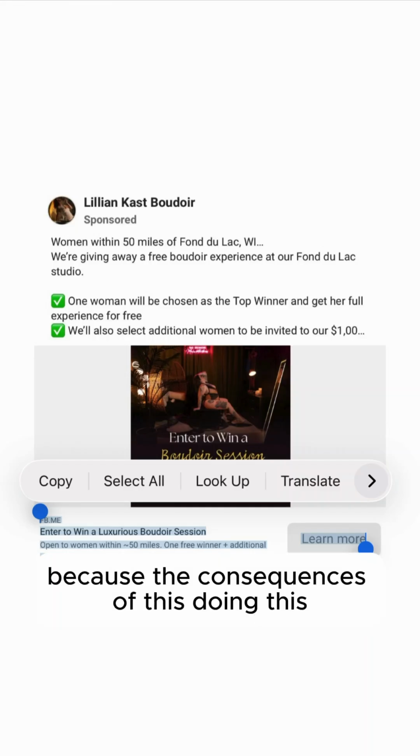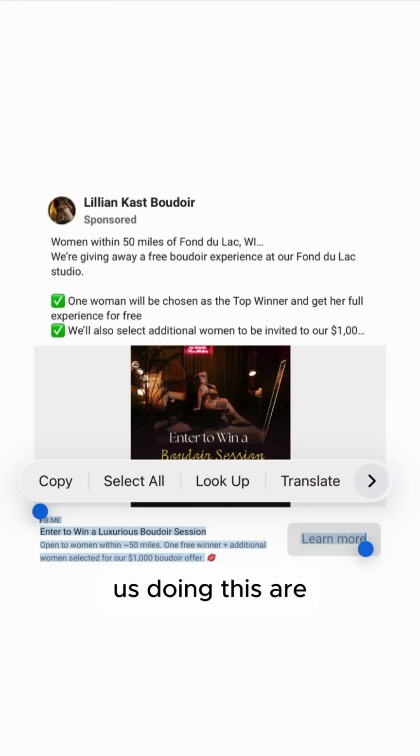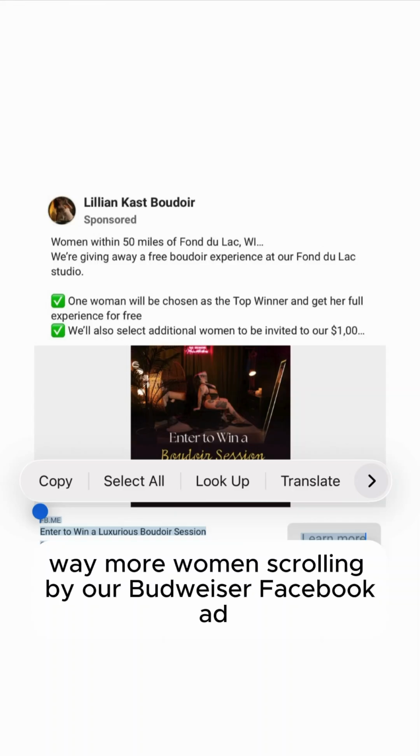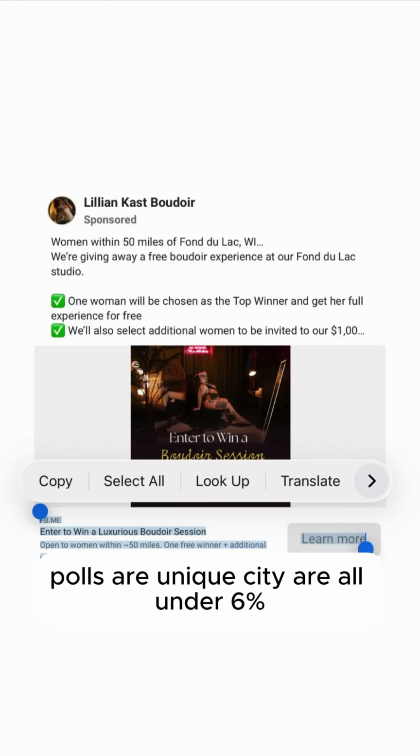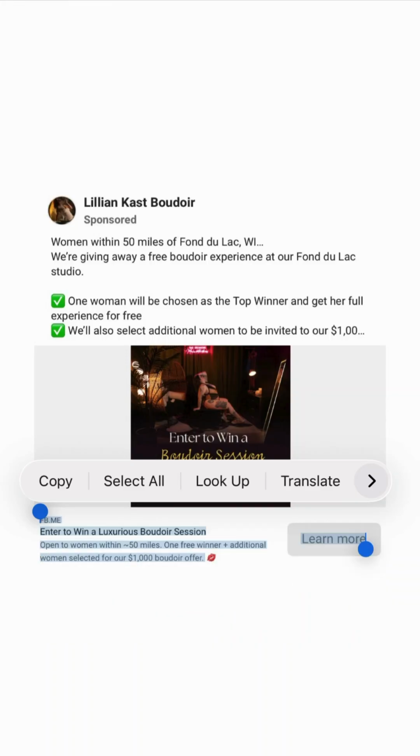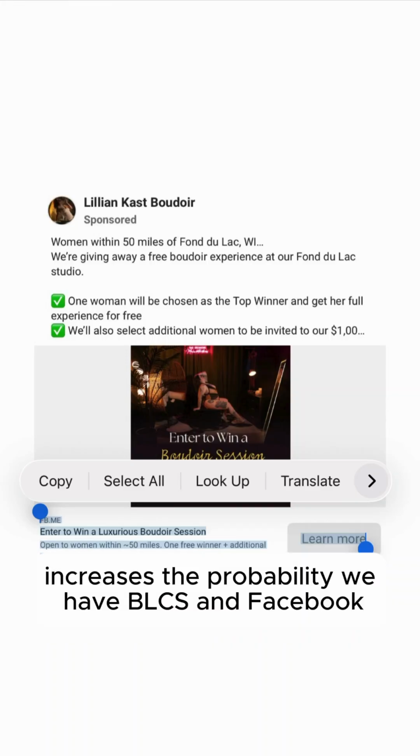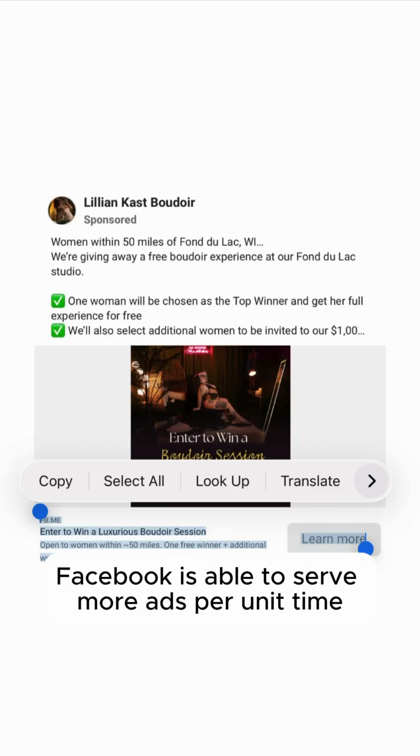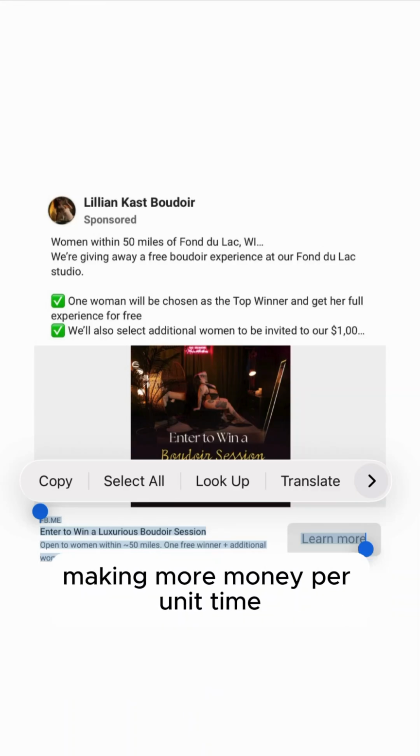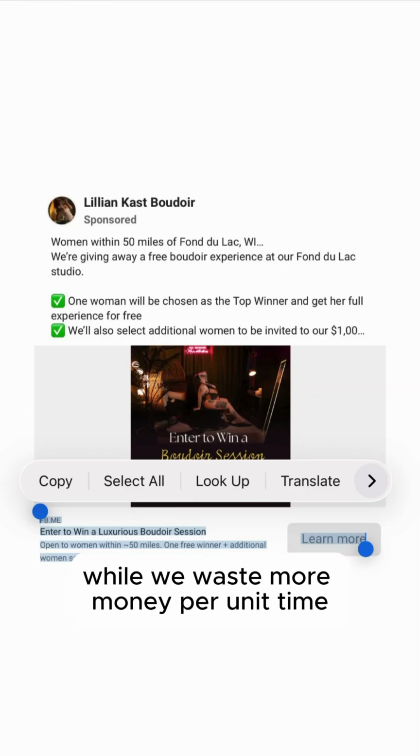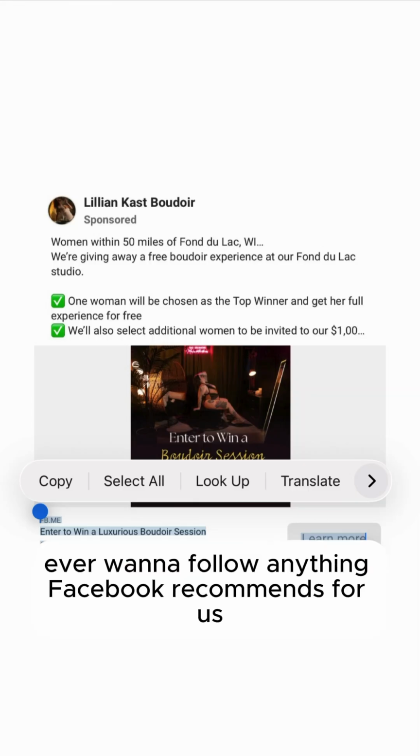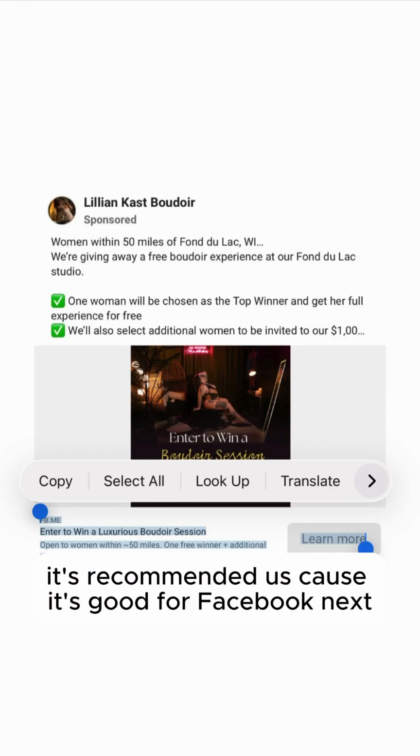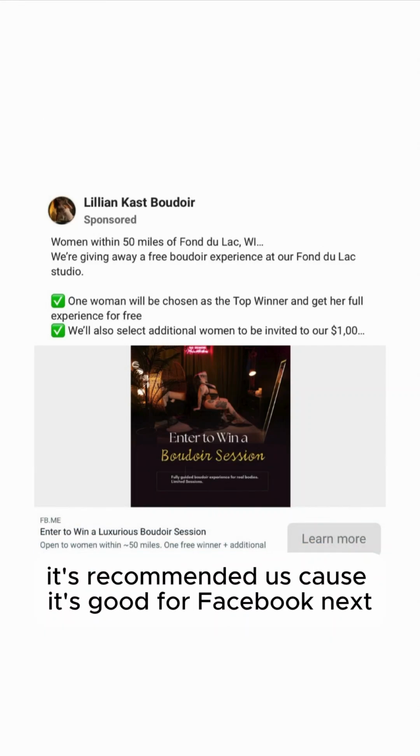Because the consequences of us doing this are we get way more women scrolling by our Boudoir Facebook ad, pulls our unique CTR under 6%, increases the probability we have BLCS, and since more women are scrolling by our Facebook ads per unit time, Facebook's able to serve more ads per unit time, making more money per unit time while we waste more money per unit time. We never, ever want to follow anything Facebook recommends for us. It's recommended to us because it's good for Facebook.